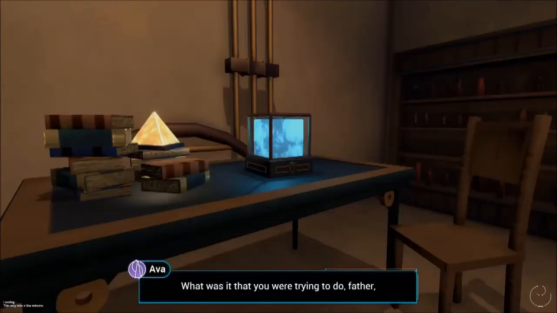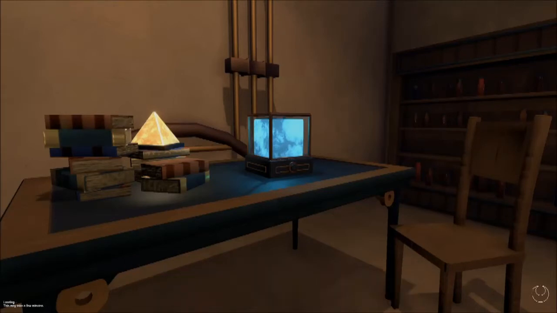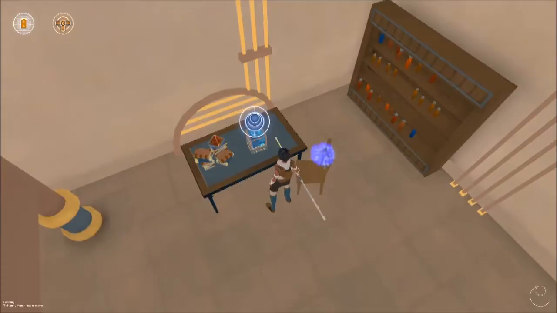What was it that you were trying to do, Father, that caused this calamity and took you from us? Why did you not ask my aid directly? Why didn't you trust me? Now you are gone, and everything is falling apart. We need you, Father, now more than ever.